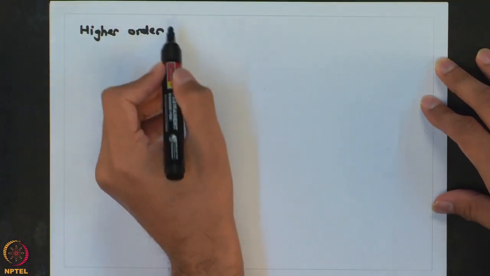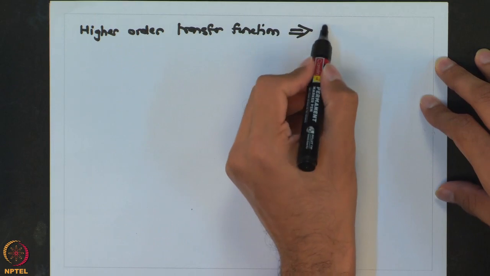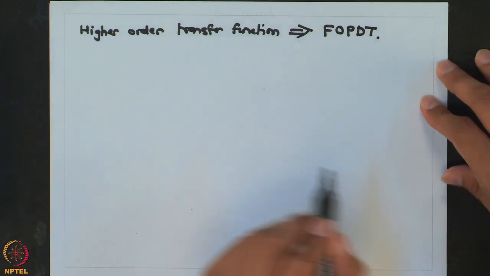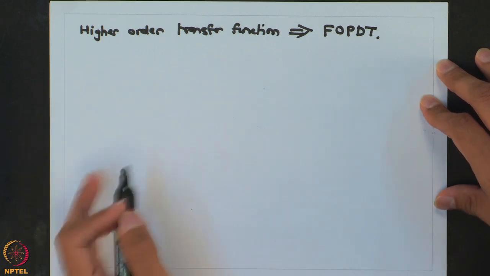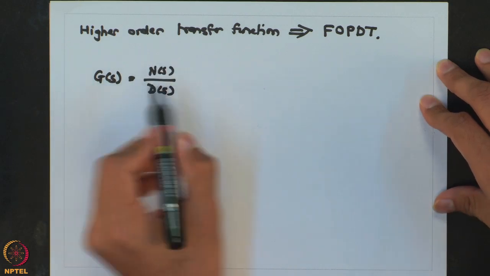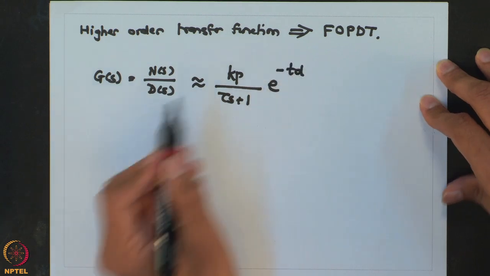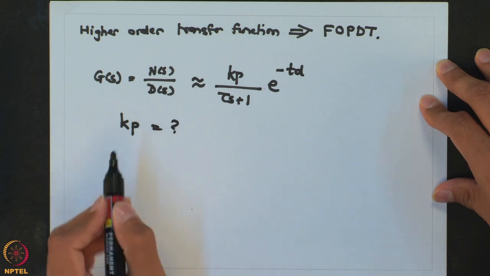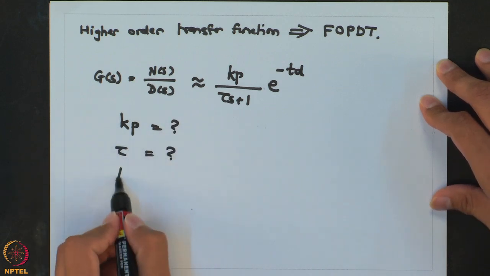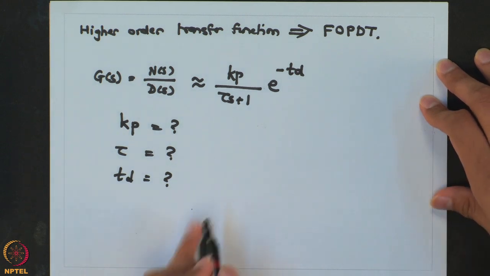So we'll start with the case when we have the actual transfer function between the input and the output. So what we have is a higher order transfer function which we want to approximate into first order plus dead time model. So what we are essentially doing is we are converting this as Kp over tau s plus 1 e raised to minus td. So we need three unknowns. What is the ultimate gain? What is this time constant, and what is the dead time, given the fact that we have the transfer function for this process.